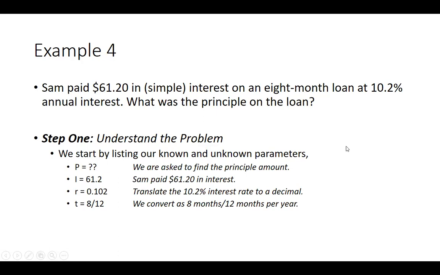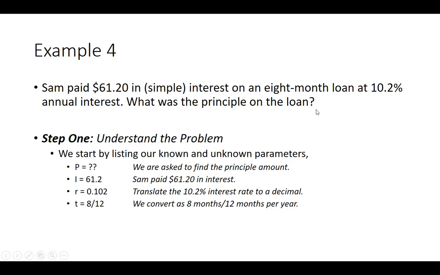Example 4. Sam paid $61.20 in simple interest on an 8-month loan at 10.2% annual interest. What was the principal on the loan?